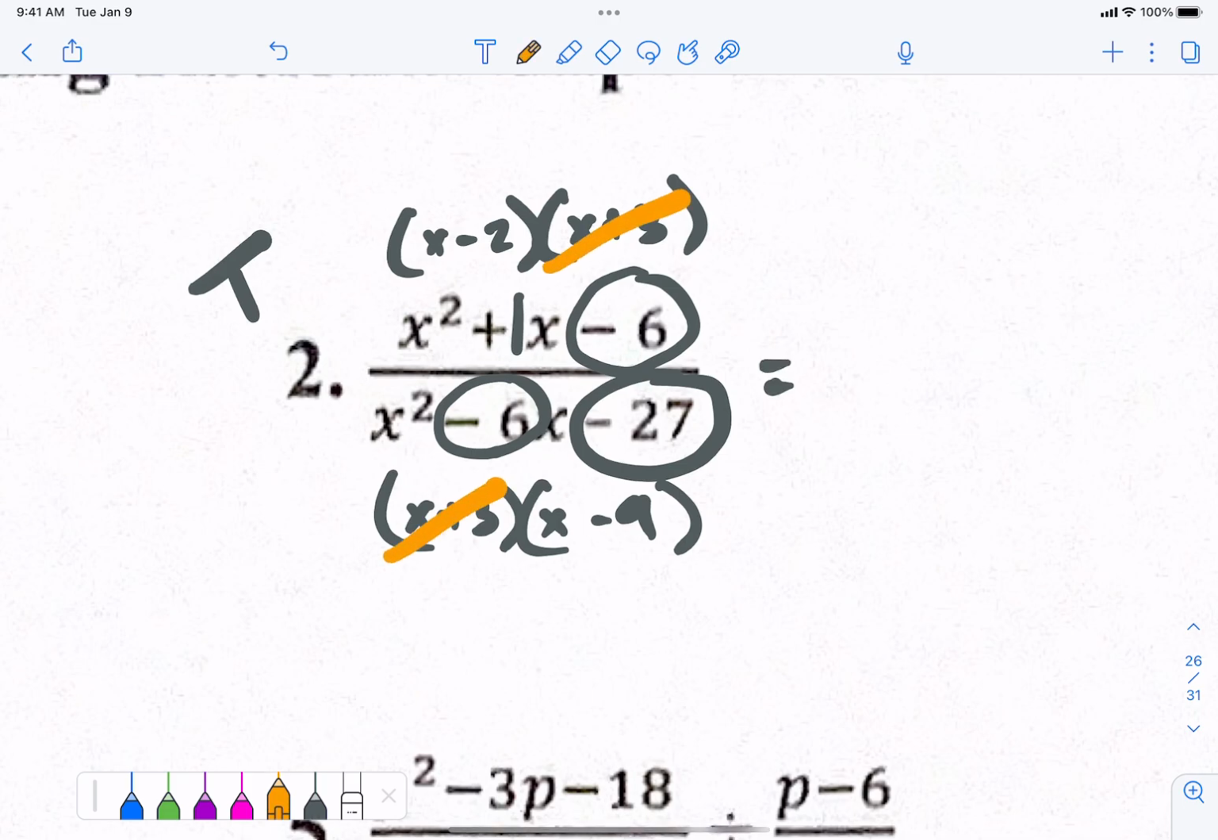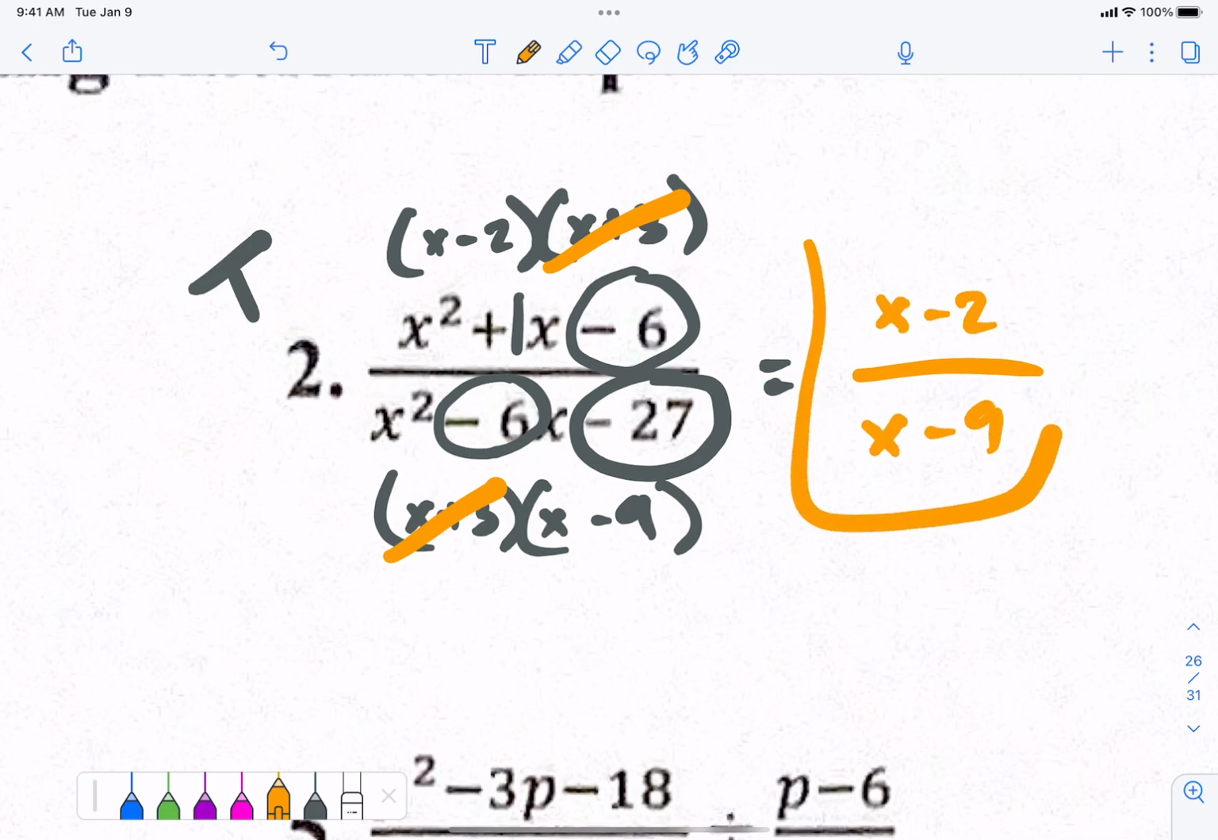X plus 3 cancels with x plus 3. Can you cancel this x with this one? No, because they're trapped, right? So final answer? X minus 2 over x minus 9. We're just crossing stuff out. Got it? Yeah? Okay, let's go to number 3.